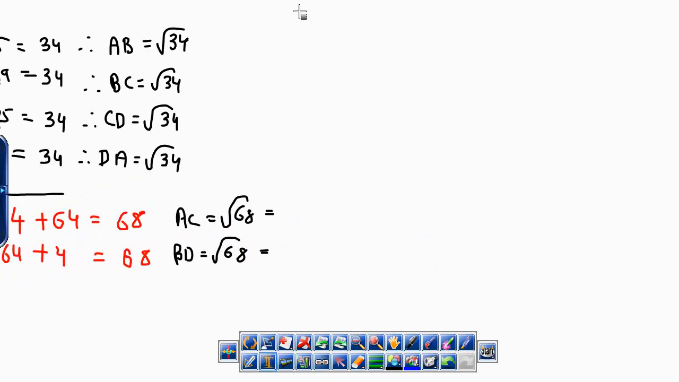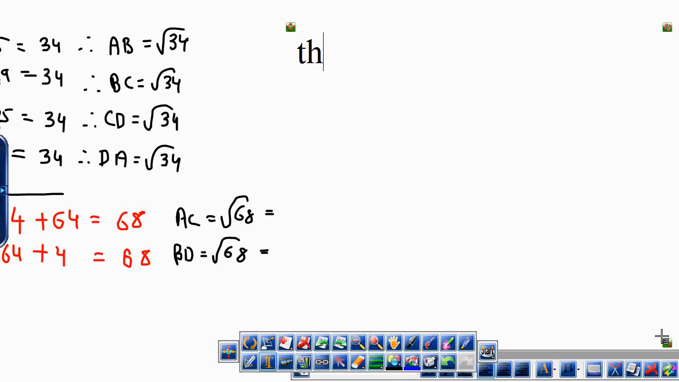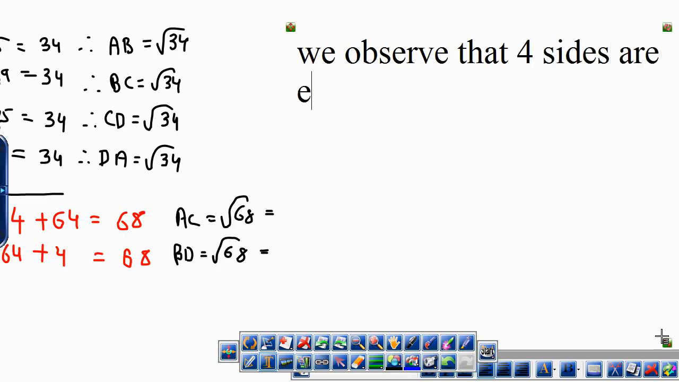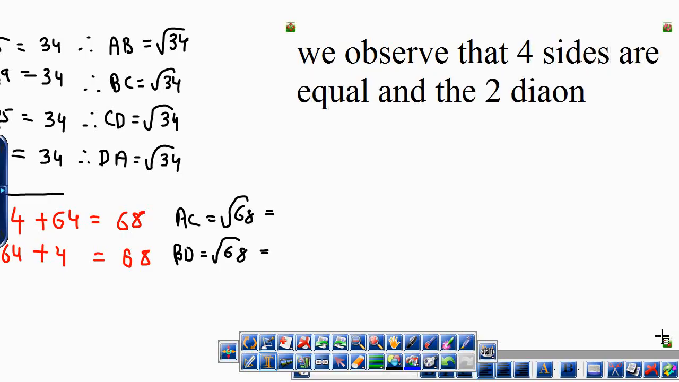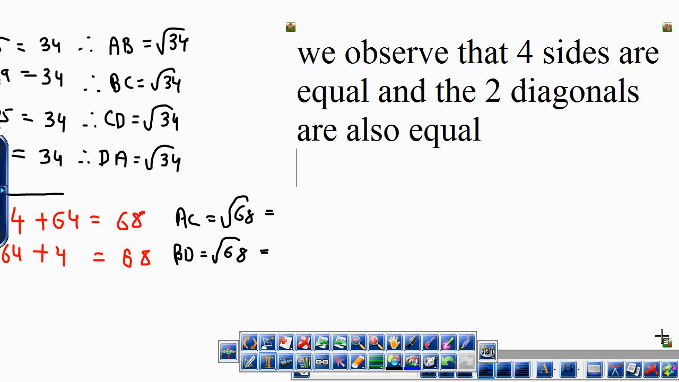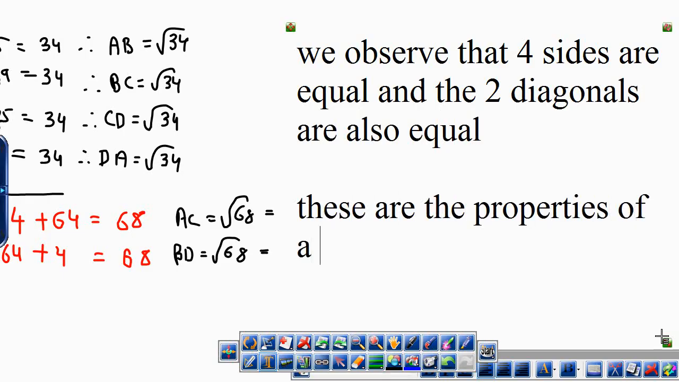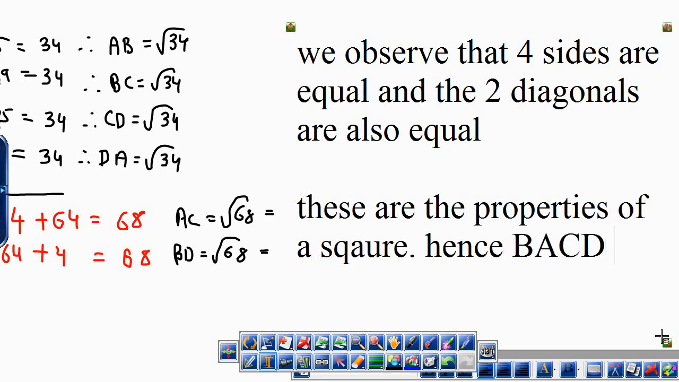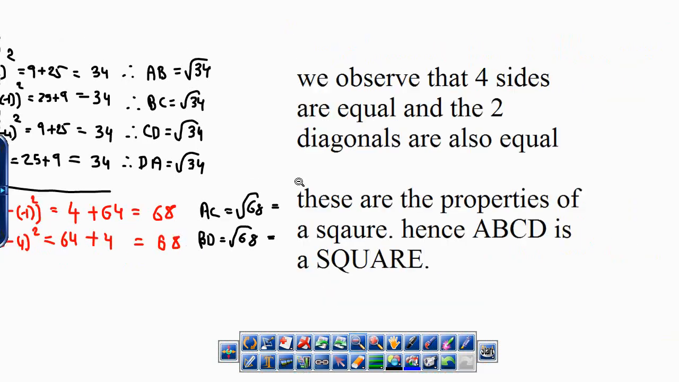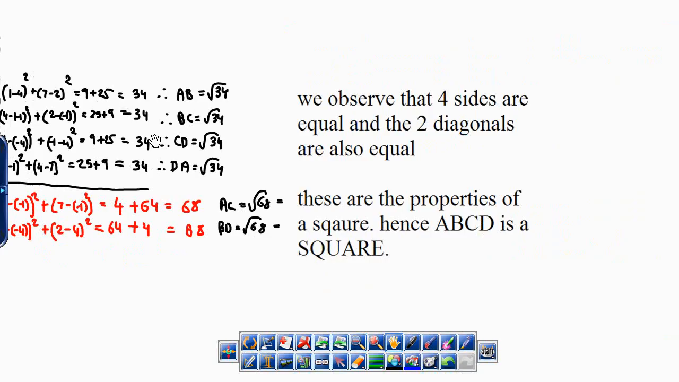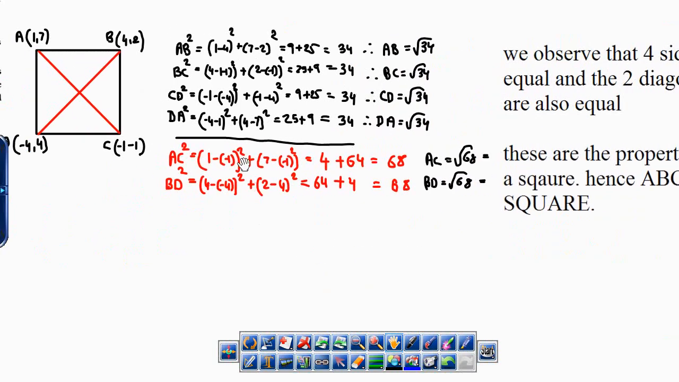After this, you will have to write the main conclusion: that we observe that four sides are equal and the two diagonals are also equal. These are the properties of a square. Hence, ABCD is a square. This is how you prove a square, by finding out 6 distance formulas. 4 sides same, 2 diagonals are also equal.